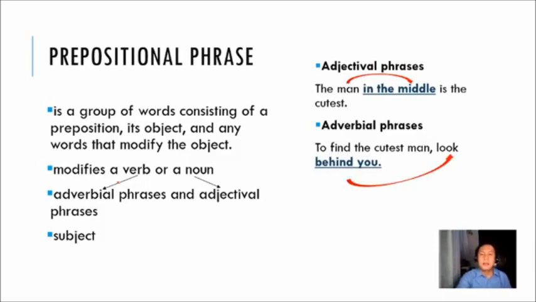As an adjectival phrase: The man in the middle is the cutest. So in the middle is the prepositional phrase describing the man. It modifies the man, a noun, making in the middle an adjectival phrase. The second example: To find the cutest man, look behind you. The prepositional phrase there is behind you, and it modifies the verb look, making it an adverbial prepositional phrase.